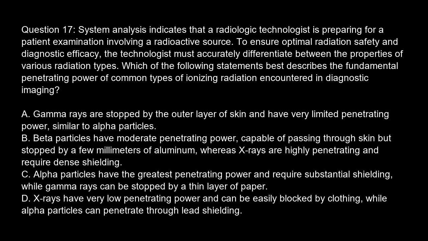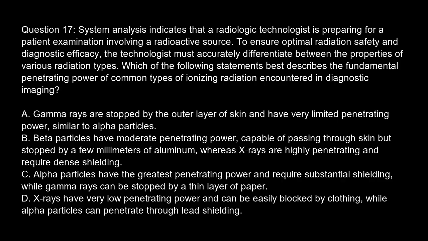Question 17. System analysis indicates that a radiologic technologist is preparing for a patient examination involving a radioactive source. To ensure optimal radiation safety and diagnostic efficacy, the technologist must accurately differentiate between the properties of various radiation types. Which of the following statements best describes the fundamental penetrating power of common types of ionizing radiation encountered in diagnostic imaging? Option A. Gamma rays are stopped by the outer layer of skin and have very limited penetrating power, similar to alpha particles. Option B.